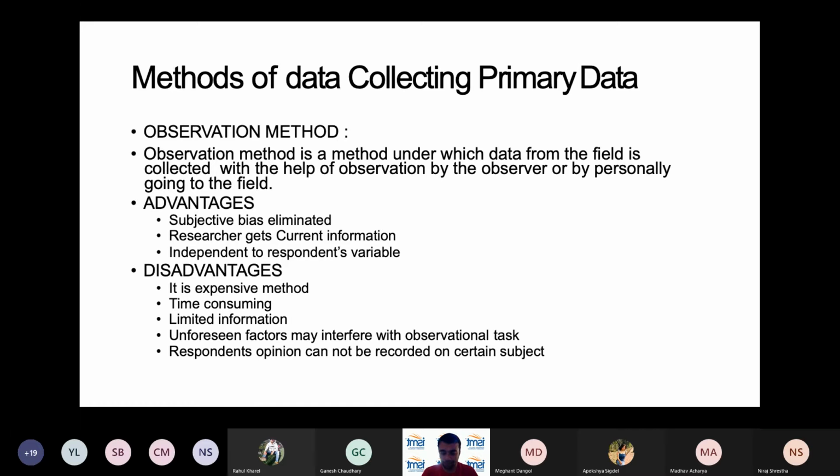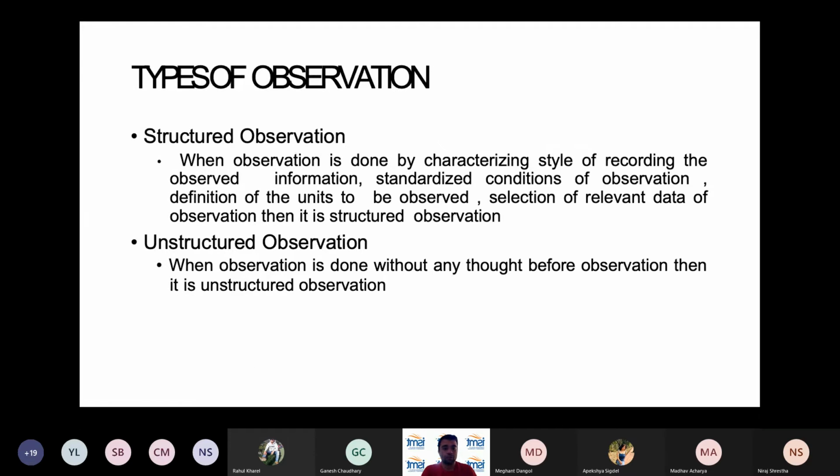People in different contexts might think in different ways while you observe the phenomena, and respondent opinion cannot be recorded on certain subjects. That is the case. So, for types of observation, there are four. We mainly discuss four.